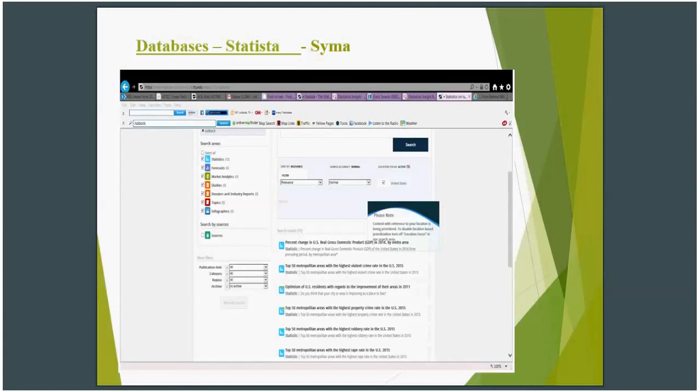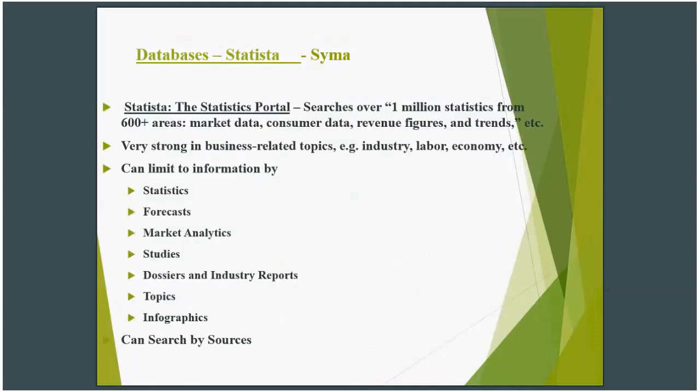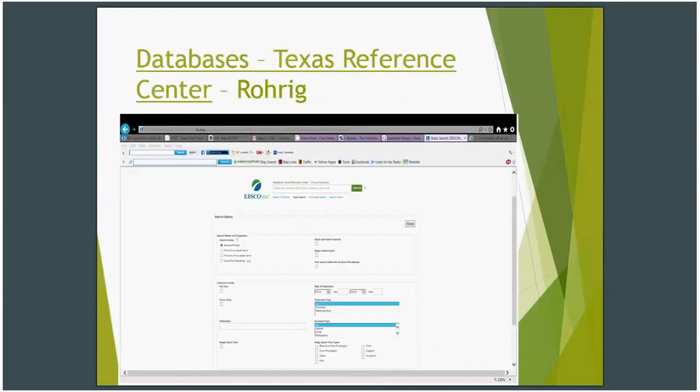On the next slide, once that comes up, we do have some information about Statista. There we go. Market data, consumer data, revenue figures, trends. These are all the different material types we talked about. Unfortunately, we didn't have results on all of those or hits on all of those for Lubbock. And Tom will be up next to talk about the Texas Reference Center.